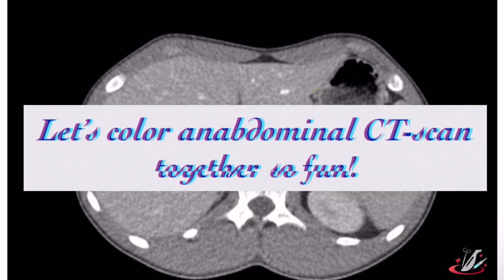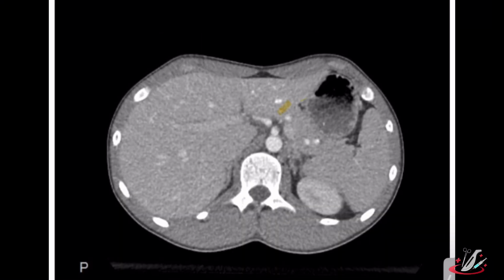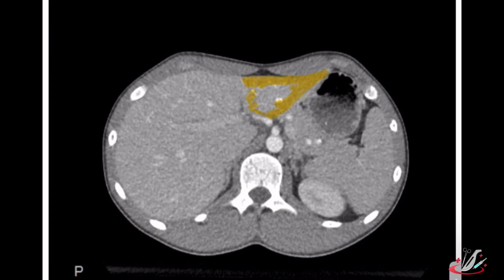Today's video is about coloring the axial CT scan. So here you can see I'm coloring this part in yellow. I'm using a yellow color. This part is the left lobe of the liver.